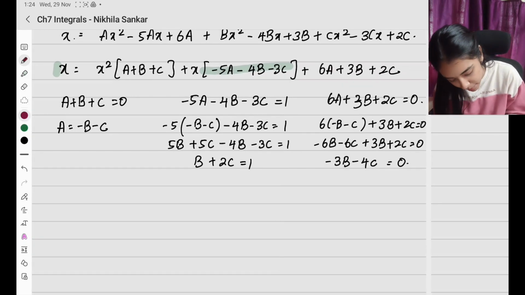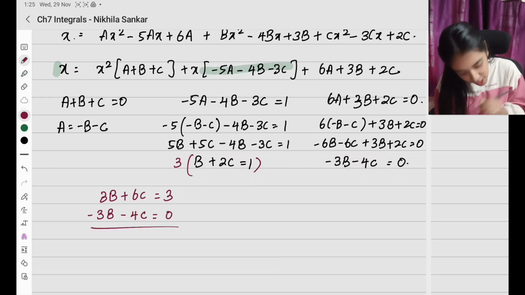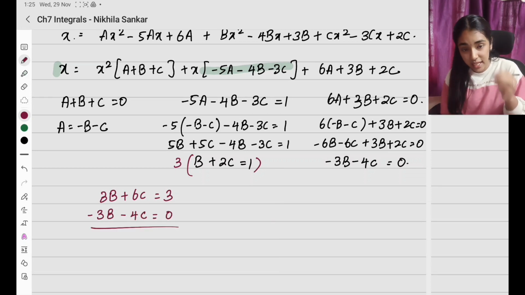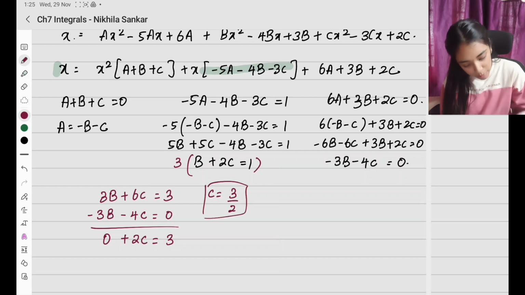So these are the two equations I have. So this, when I multiply by 3, so what happens to my equation? I have 3b plus 6c equals 3. The other equation is going to be minus 3b minus 4c equals 0. Since 3b and minus 3b are getting cancelled, I can add the equation. So add panna 0 plus 2c equals 3. So c oda value enna? 3 divided by 2. So c oda value தெரிஞ்சு போச்சு. இப்போ b oda value enna?